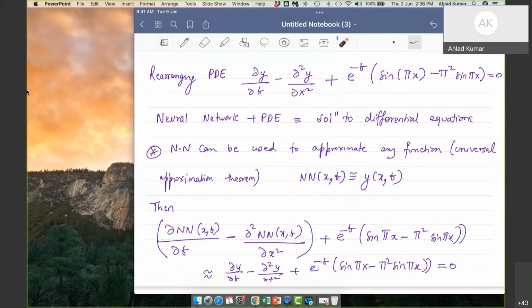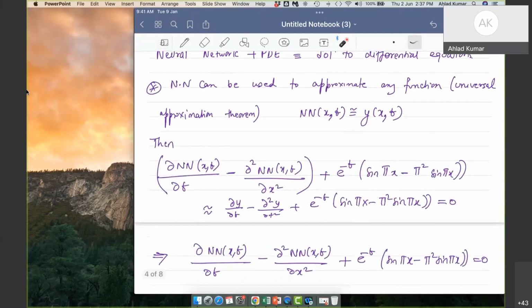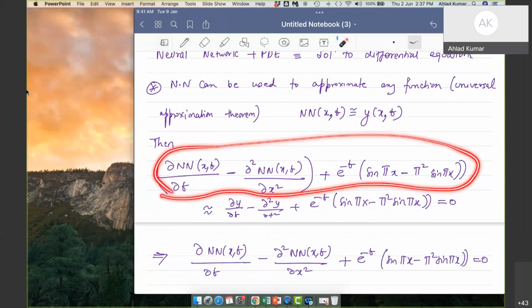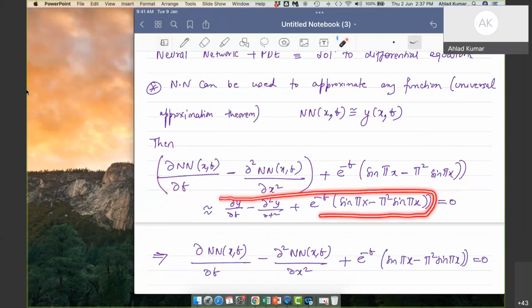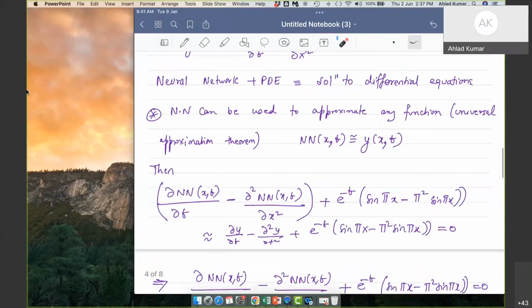Once we have that, we can replace y(x,t) by the neural network output. So you can replace all these y's with the neural network outputs, NN(x,t). These are all the outputs generated by the neural network, and y is the output of the actual solution, and we are saying through approximation that both are the same. So we will replace this differential equation by this and this. Now this is equal to the earlier situation which we had written, except that instead of NN it is y, and then we have equal to 0. So this is coming from here only.